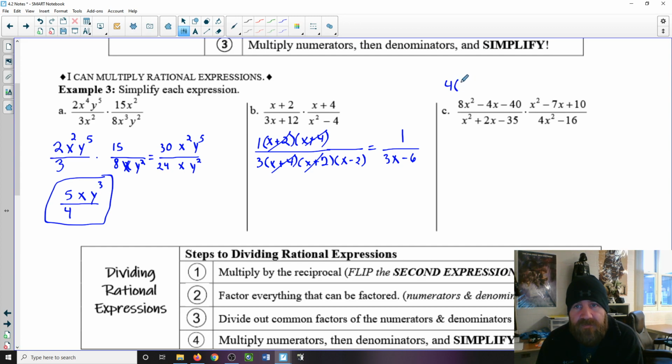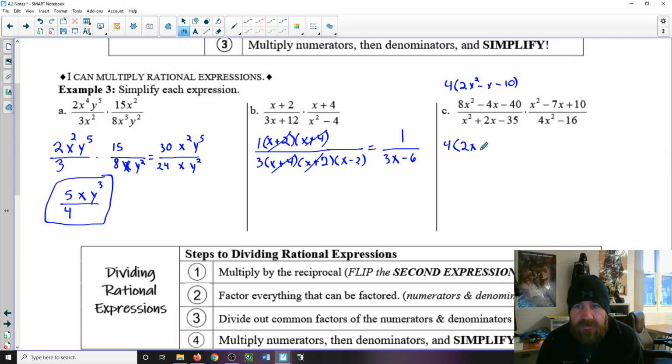So 4 out, that makes that 2x squared minus x minus 10. It's just going to save us some steps and some writing. We don't need to write all this a bunch of times. So now what we're looking at factoring just this.